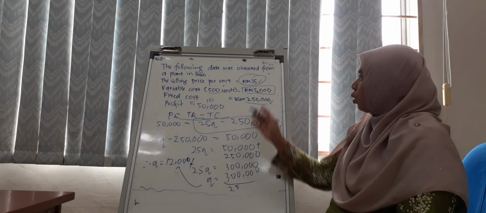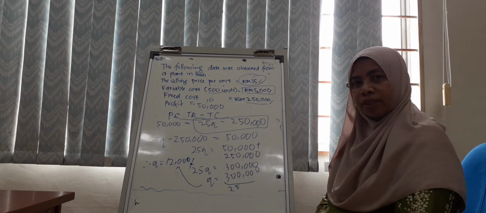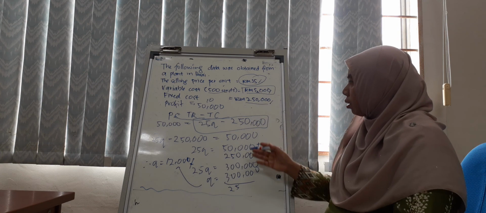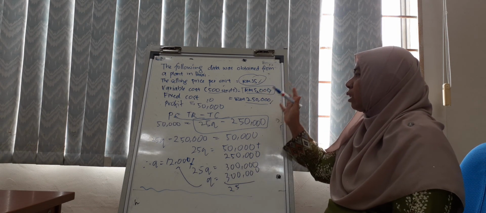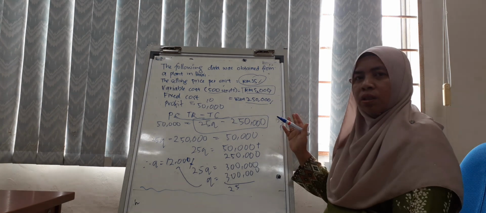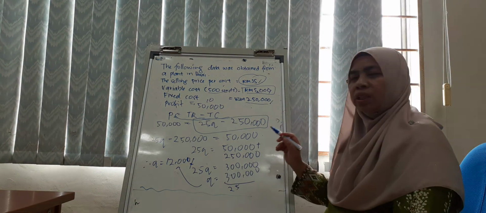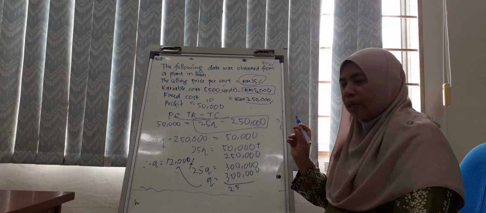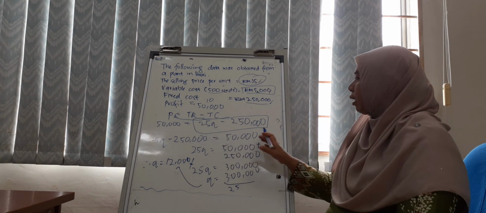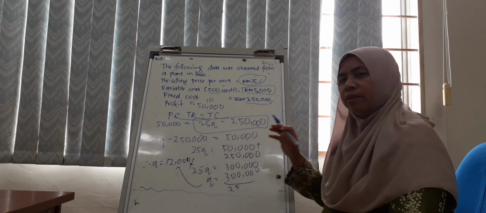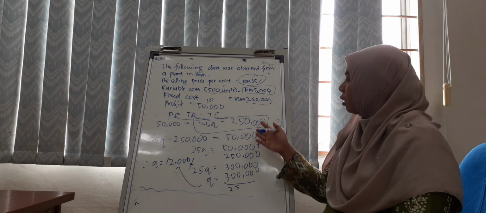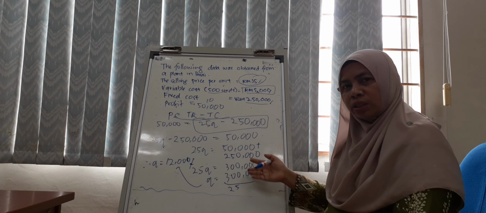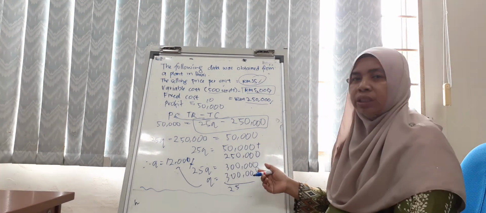Right? So just recap. If the question just says function, no need to get the value. But in the end, if they say they want a profit of 50,000, then you use the function to answer or get the value of the quantity.